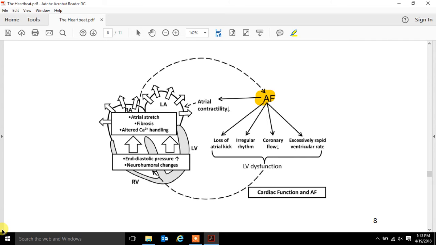Well, you don't get that atrial kick, which helps fill the left ventricle, and it's only about 15 to 20%, but it still matters. So loss of the atrial kick, you've got irregular rhythm. That might screw up coronary flow a little bit, because coronary flow only occurs during relaxation. If you don't get good relaxation, then you're not getting good coronary flow. And in some cases, it can screw up ventricular rate. That gives us LV dysfunction, which is then going to give us symptomatic cardiovascular issues. So it is an important thing for us to deal with.